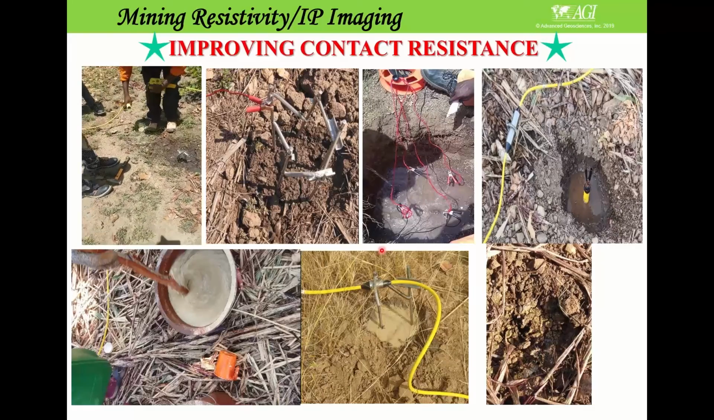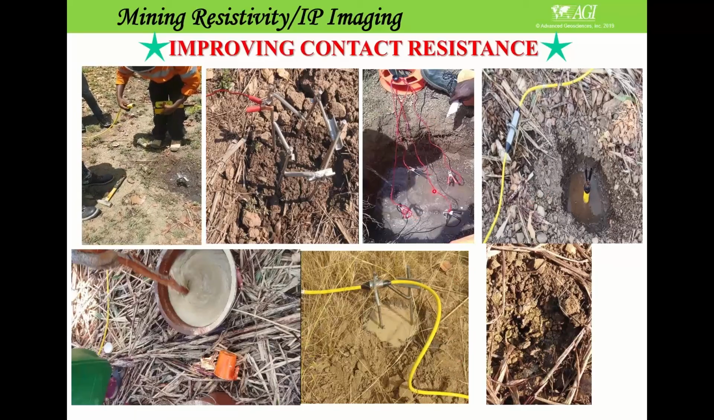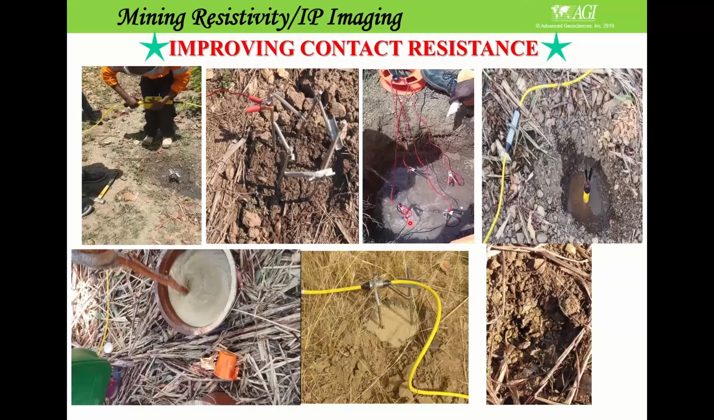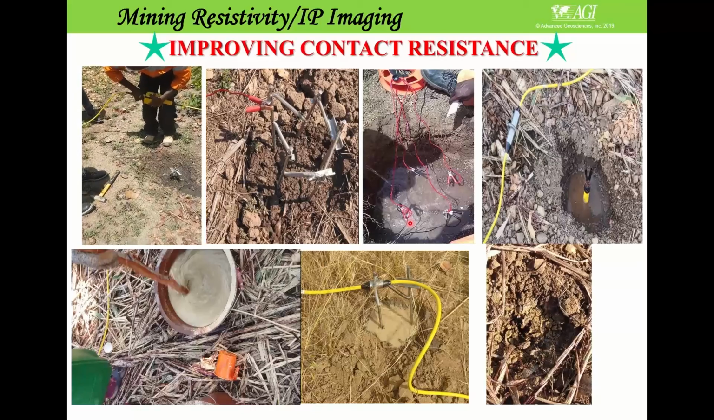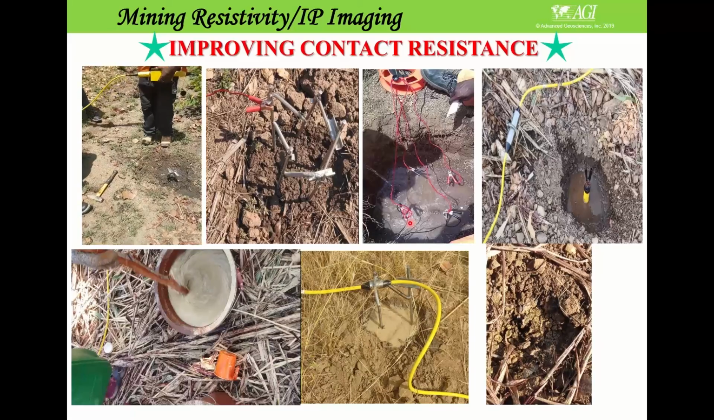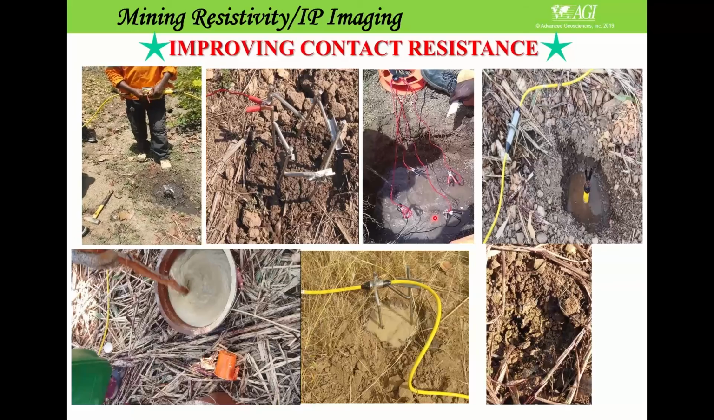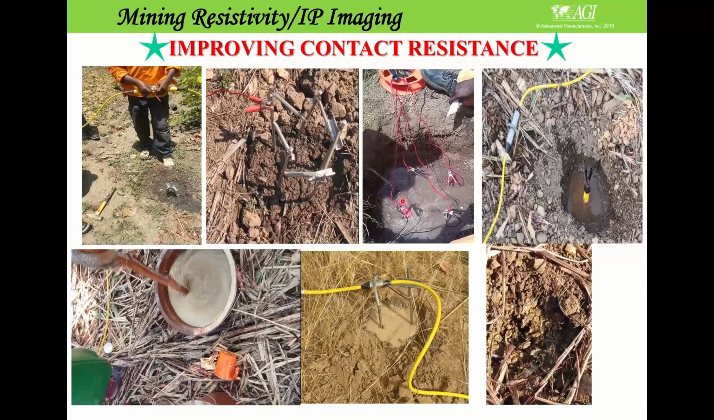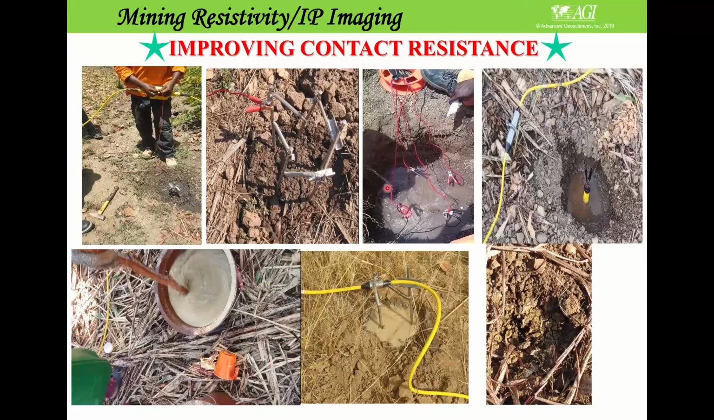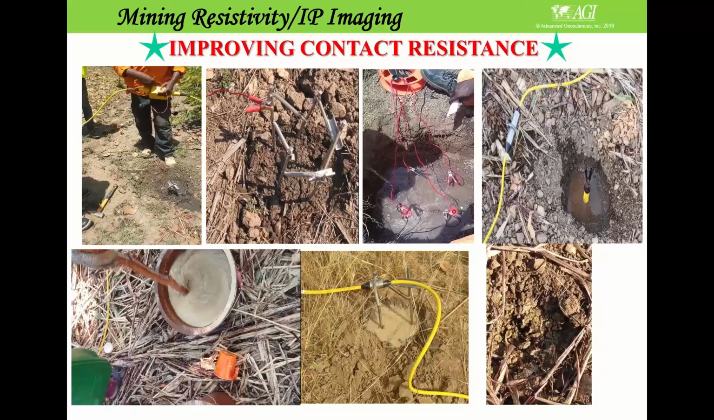So if you put just one electrode like this, it will dry out after a few measurements, because you're heating up the ground with every current injection. You're putting maybe 400 volts, depending on the transmitter, or more. With an external transmitter, maybe 1000 volts or 2000 volts, and then you're heating up and drying up the ground. When it dries up, it increases the contact resistance.